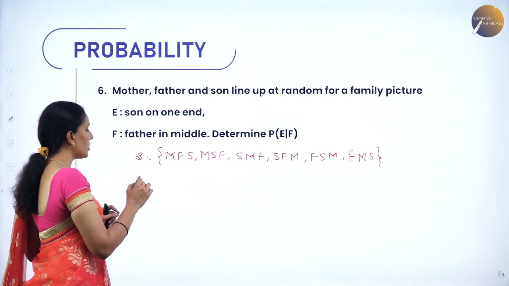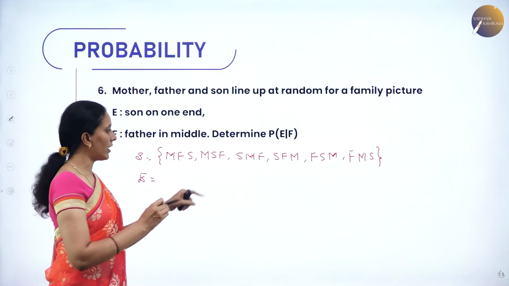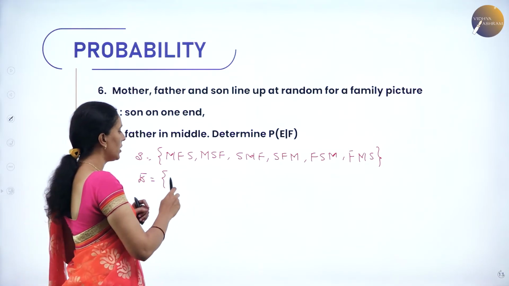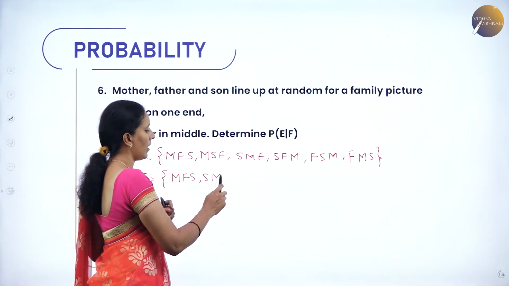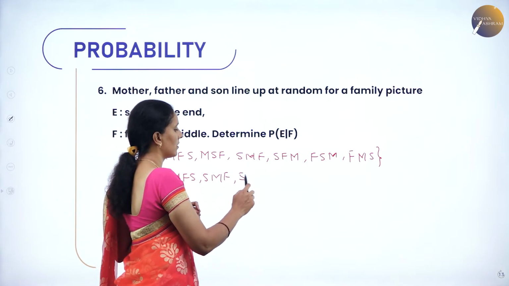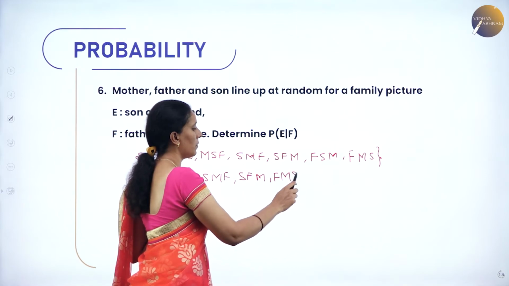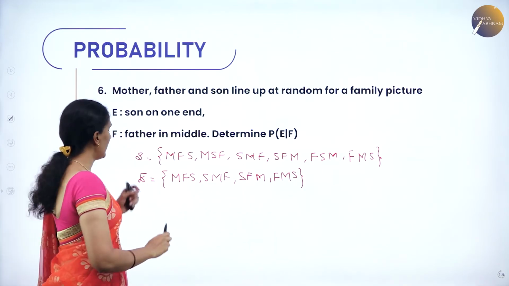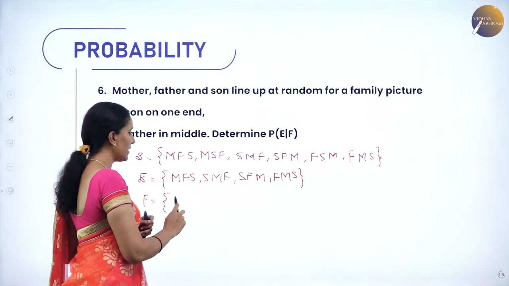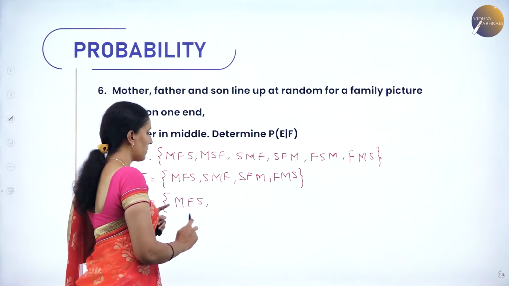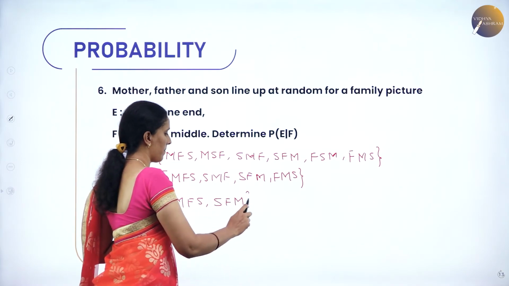Now, event E is that the son should be on one end, either at the first or at the last. So, what are the possibilities? The son should be at the end: MFS or SMF or SFM or FMS. So, these are the possibilities of event E. Next, event F says the father is in the middle. So, the father in the middle means there are only two possibilities, MFS or SFM.